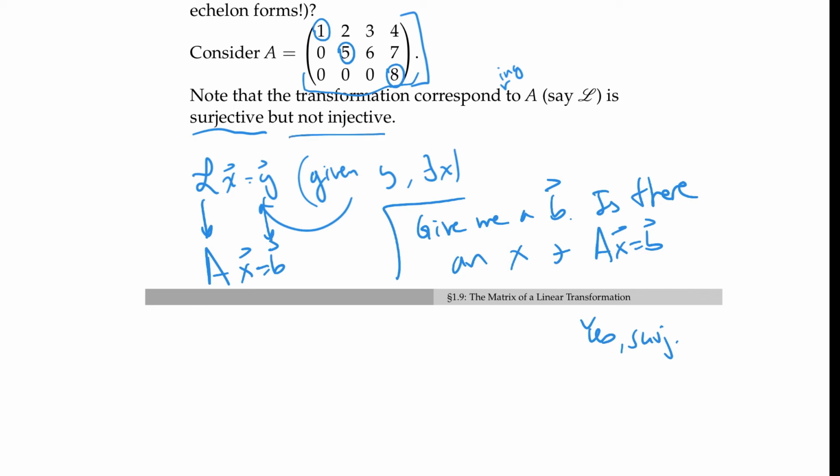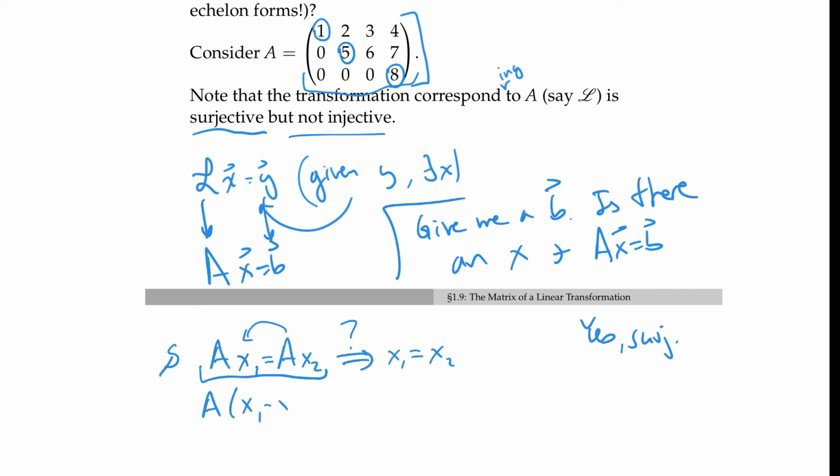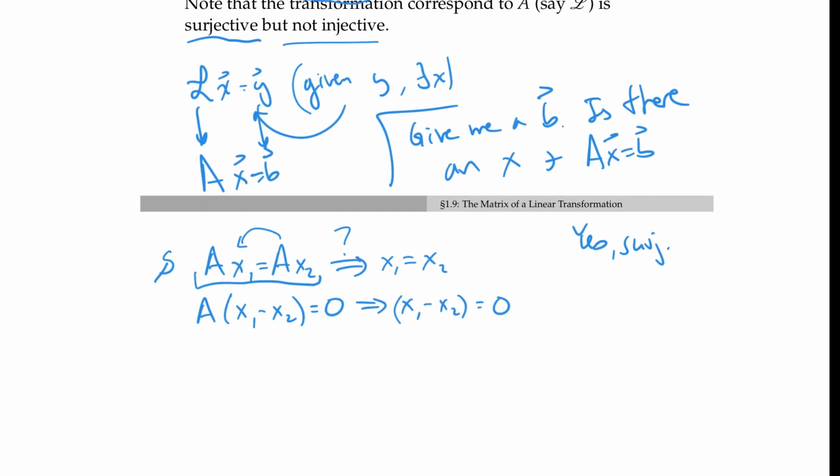Now, is it injective? Okay, let's think about that. In order to prove it's injective, I need to know if Ax1 equals Ax2, does that imply x1 equals x2? Well, I'm going to do this a little differently. So A applied x1 equals x2, I'm going to subtract and say that's A(x1 minus x2) equals 0. And that implies x1 minus x2 equals 0. So all I've done is basically solve for 0 in my injective statement.